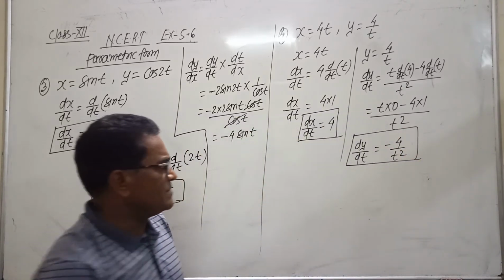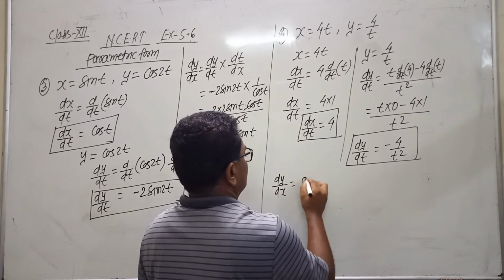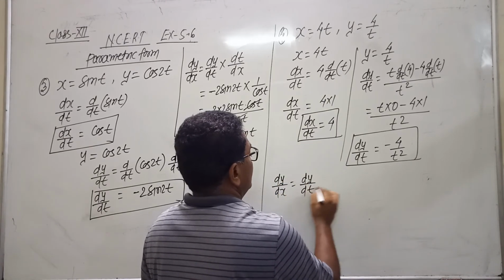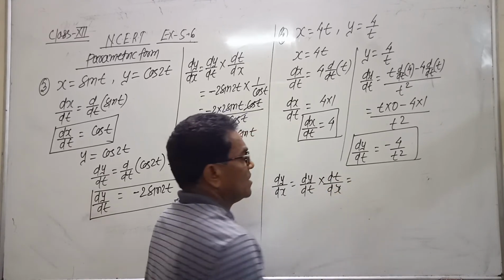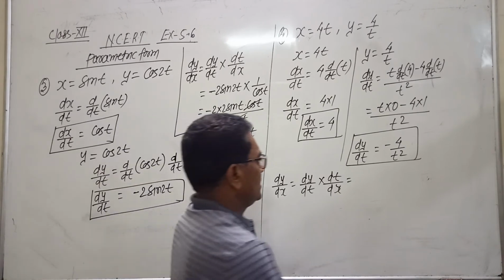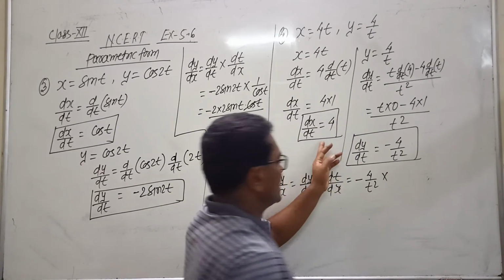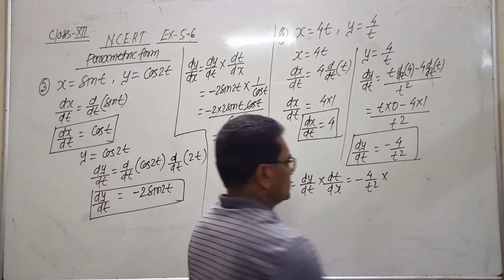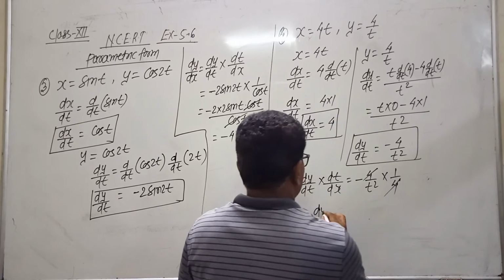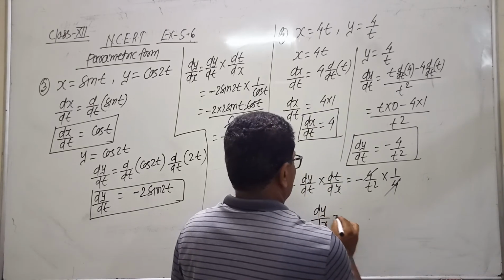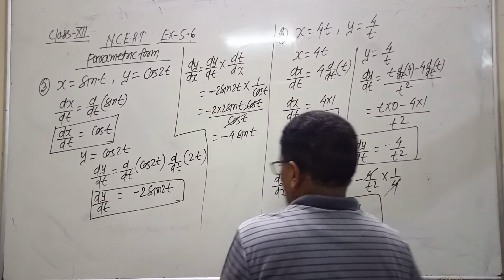Now we have to find dy by dx. So dy by dx is written as dy by dt into dt by dx. The value of dy by dt is minus 4 by t square, and dt by dx comes 1 by 4. 4 and 4 cancel, and the value of dy by dx equals minus 1 by t square.